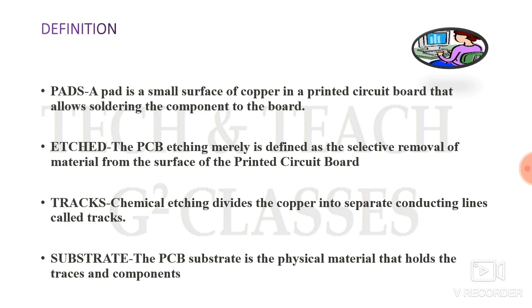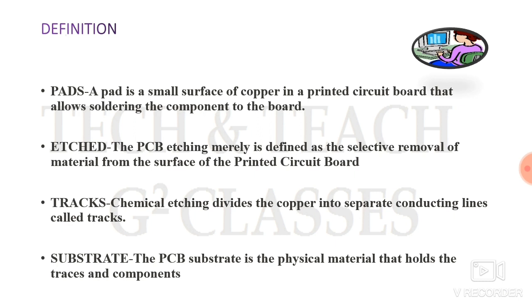Then we have tracks. Maybe you will think, sir, etching is removing the material, right? But what is a track? Chemical etching divides the copper into separate conductive lines called tracks. In your PCB you can clearly observe that yellow color lines are there. Those are the connections, also known as tracks. How tracks occur: chemical etching divides the copper into separate conductive lines. It just divides the copper, that becomes a track.